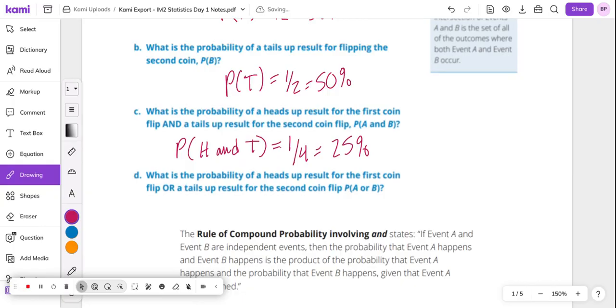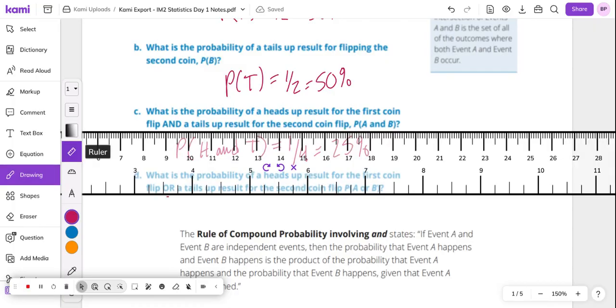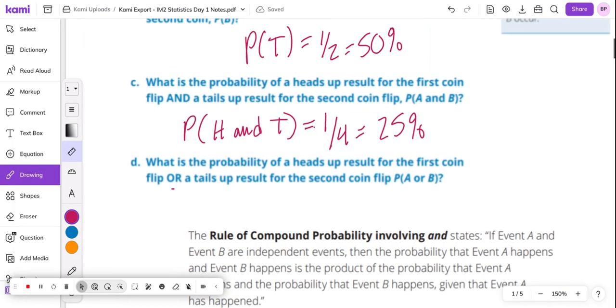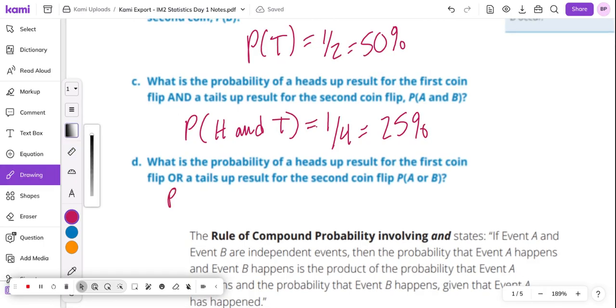Okay, now lastly, what is the probability of a heads up result for the first coin flip or a tails up result for the second coin flip? Now this is a little bit different. Okay, now if we're saying or, let's go probability of heads or tails. So we have to think about all the successes here.